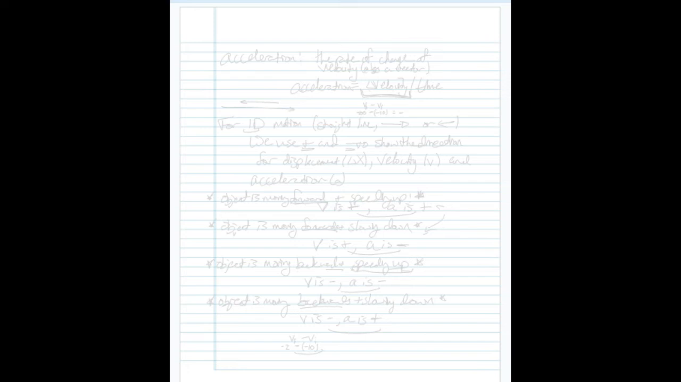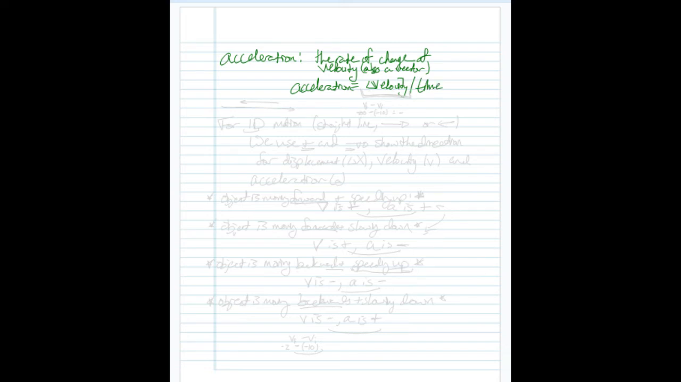The last term that we're going to introduce is acceleration. This is the rate of change of velocity. Because velocity is a vector, this is also a vector. Acceleration equals the change in velocity over time.